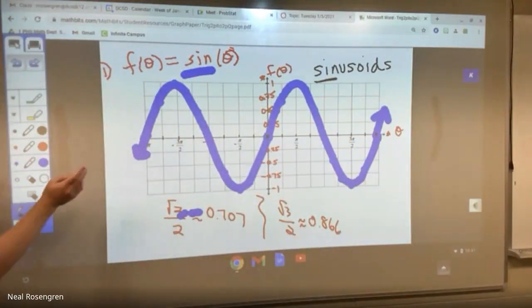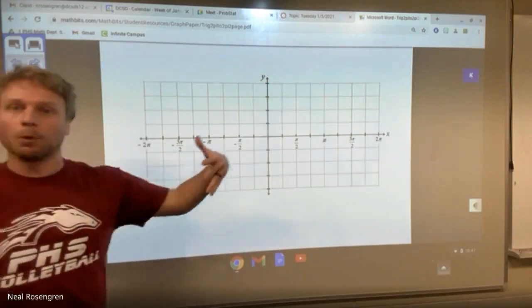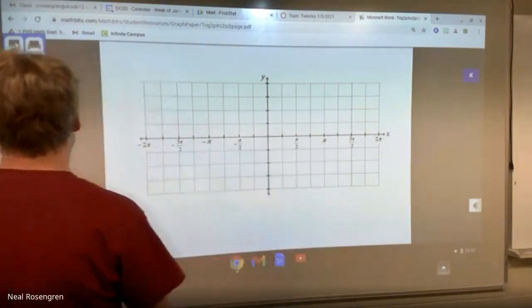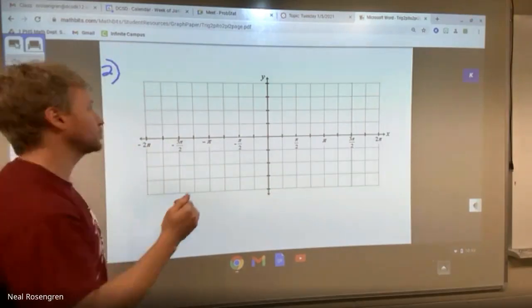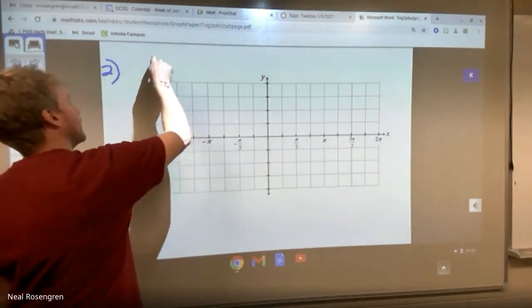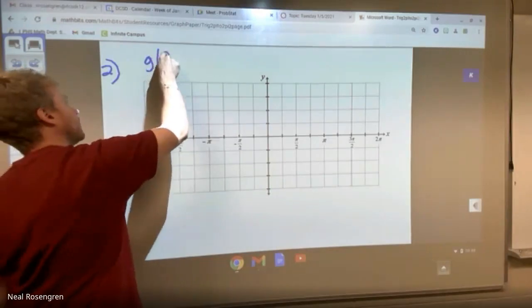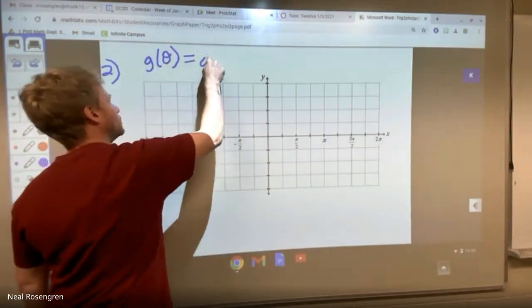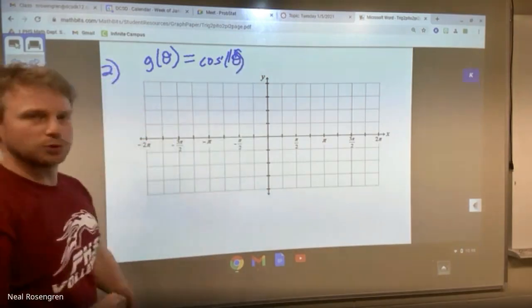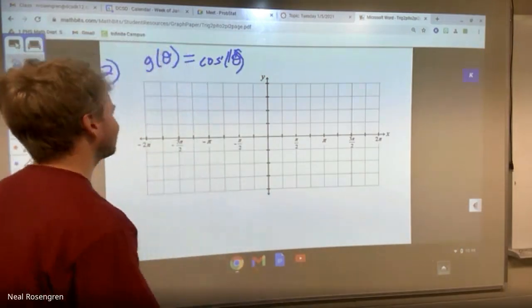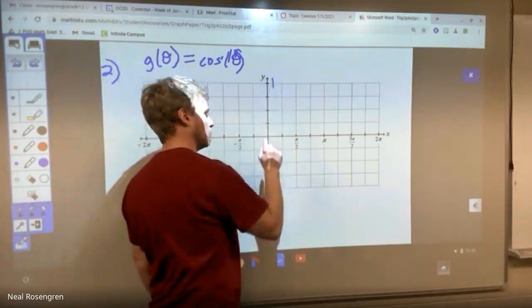All right, so I'm gonna get rid of this. That was number one. Now let's do cosine. So I'm gonna call this graph number 2. So you can go down to that next one if you have copies of this. Let's change it up. Let's go g of theta equals cosine of theta. I like the same scale. Let's go 1 on top, -1 on the bottom.